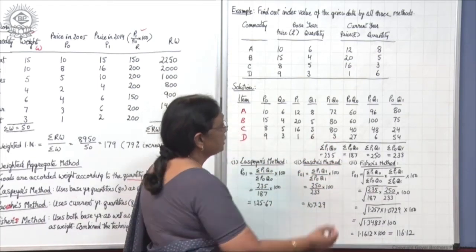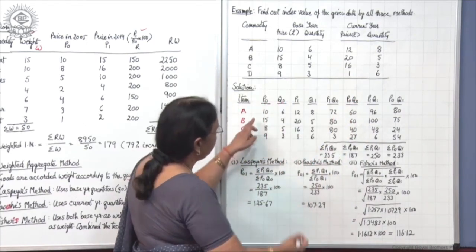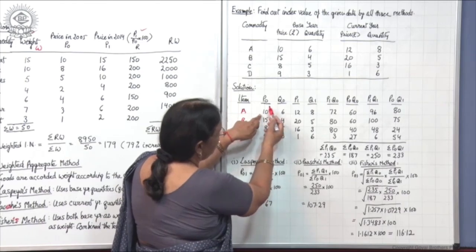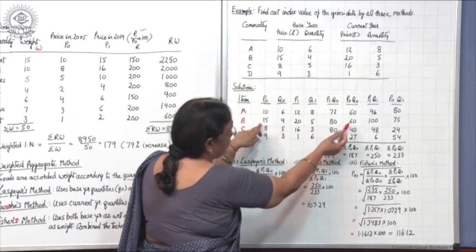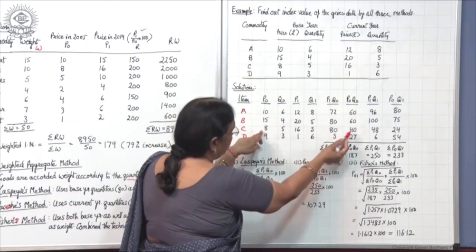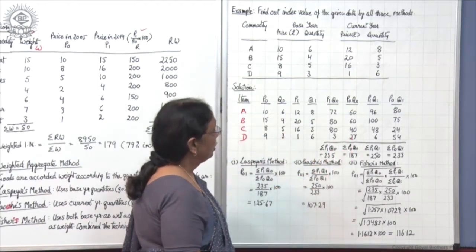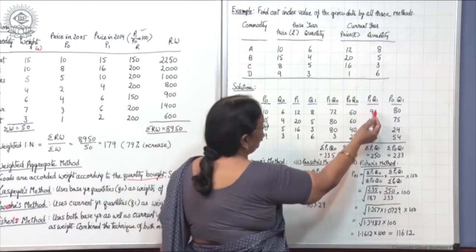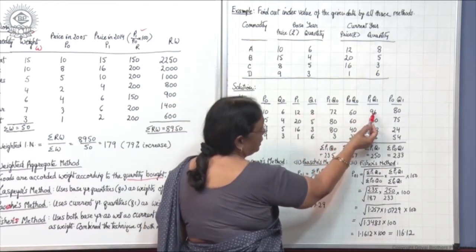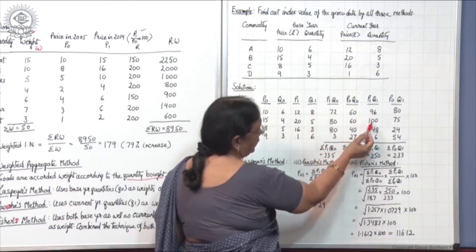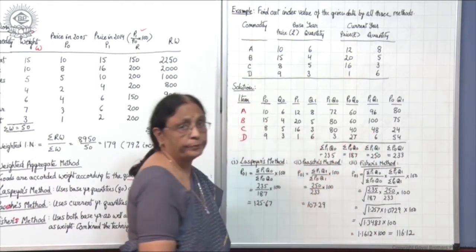Next is P0 Q0. Now you have to multiply these two columns, P0 Q0: 10 into 6 is 60, 15 into 4 is 60, 8 into 5 is 40, 9 into 3 is 27. Next is P1 Q1, P1 and Q1: 12 into 8 is 96, 20 into 5 is 100, 16 into 3 is 48, 1 into 6 is 6.